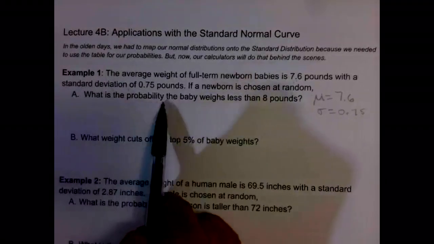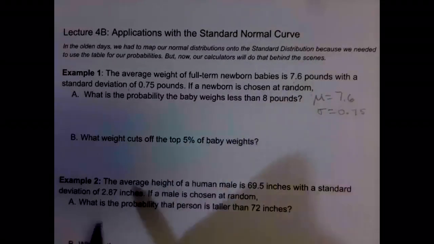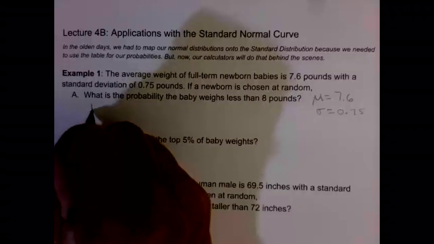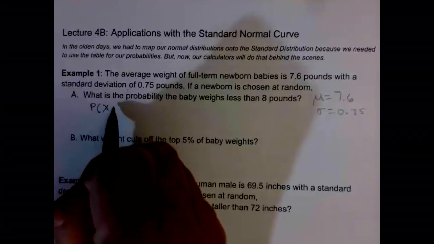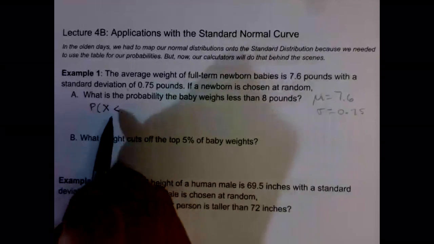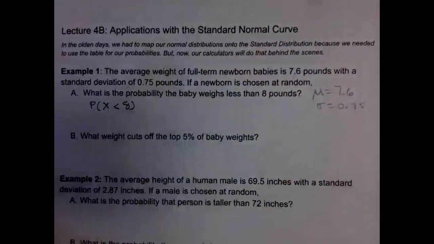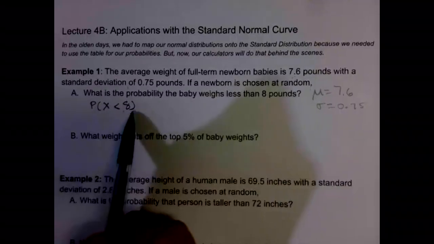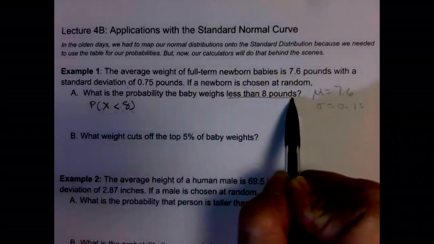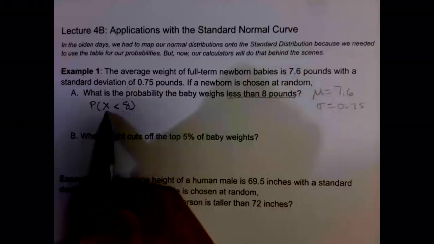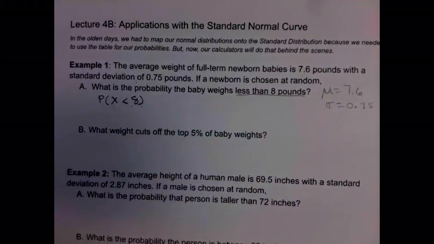Now we're going to write this probability, weighs less than 8 pounds. So what's the probability that a baby at random, their weight is less than, so a less than symbol, 8. And that's how this is going to look. So P for probability, and then in parentheses, we're going to put that inequality, X less than 8 pounds. X, this is our random variable, it can take on any value.